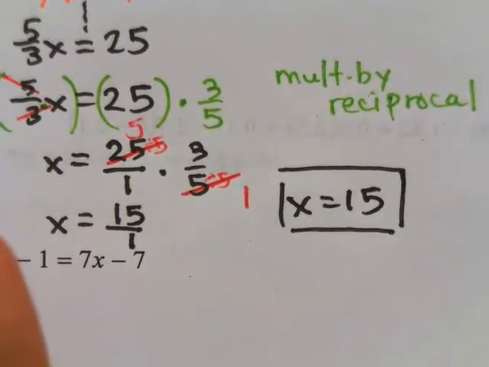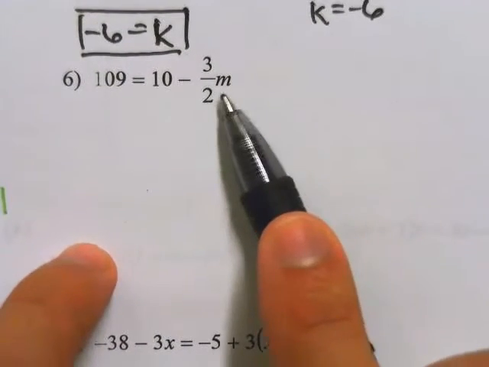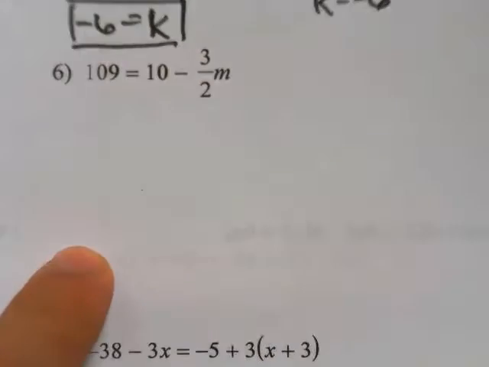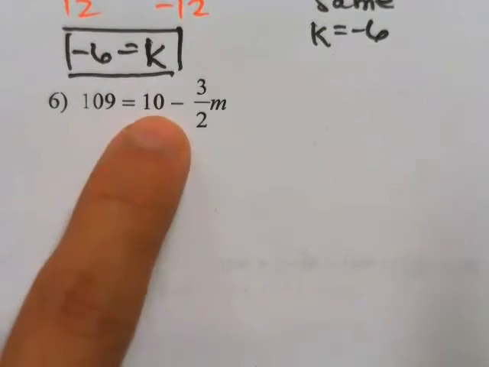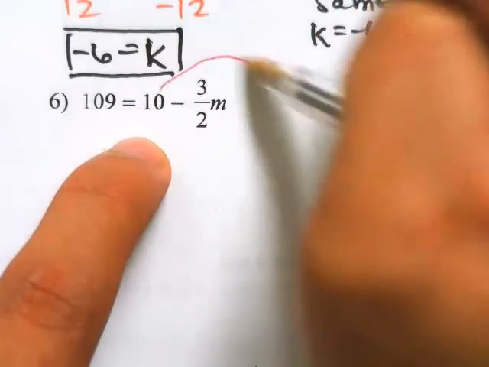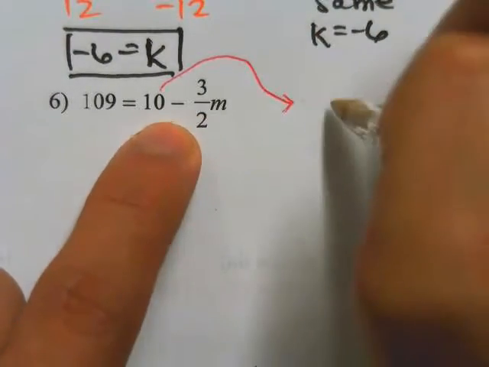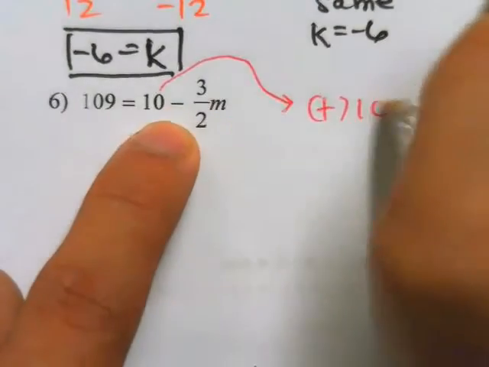Let's now do number 6. Okay, so the variable is on the right side, but we can still solve for it. Okay, we have a -3/2, and I do want to emphasize this 10. Ask yourself, is this positive or negative? Because it's just a little bit away from the variable. Okay, this is positive 10.